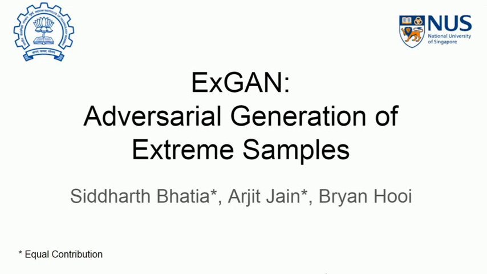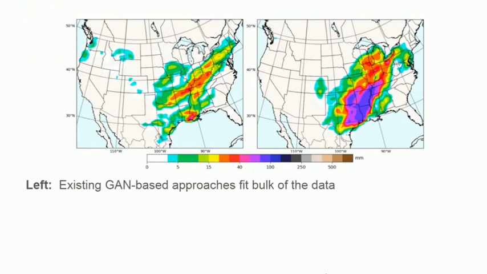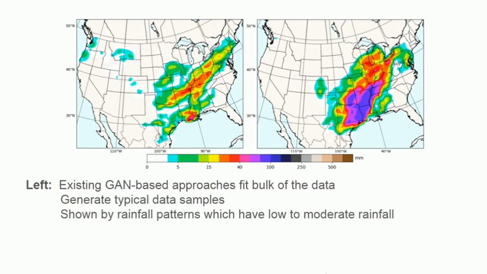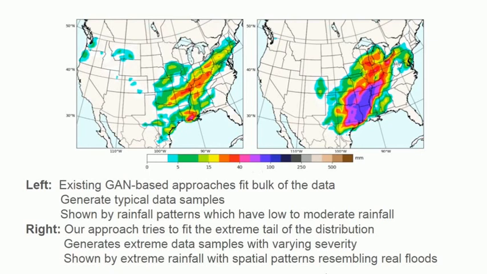I'll be presenting our work ExGAN, Adversarial Generation of Extreme Samples. We start by looking at this picture. On the left, we have existing GAN-based approaches which try to fit the bulk of the data. They tend to generate typical data samples, and this is shown here by rainfall patterns which have low to moderate rainfall. On the right, we have our approach ExGAN, which tries to fit the extreme tail of the data distribution. It generates extreme samples with varying severity. This is shown here by extreme rainfall with spatial patterns resembling real floods.